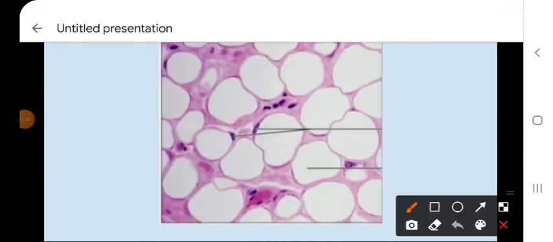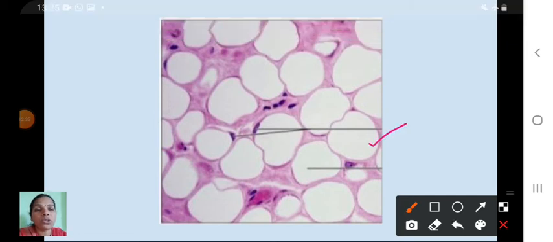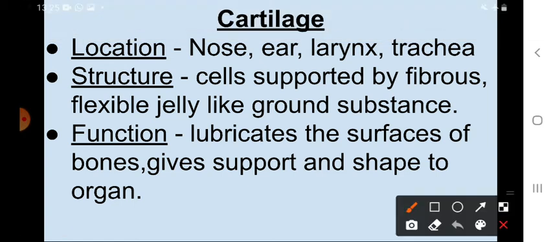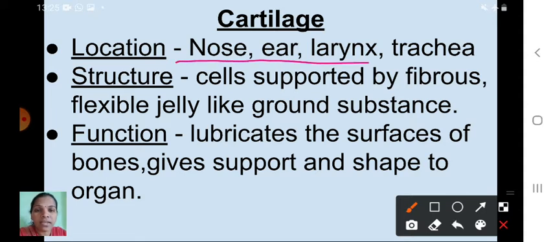See here, children, this is the structure of adipose tissue. Okay, next one is cartilage. Cartilage, where is it located? Nose, ear, larynx and trachea. Here, children, our respiratory path is there, no? In that, this cartilage is there.